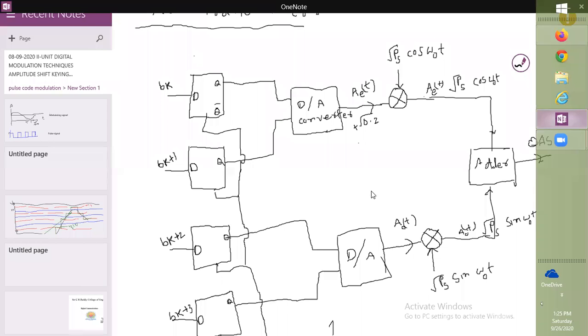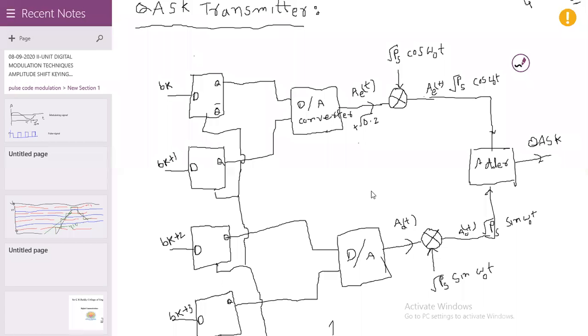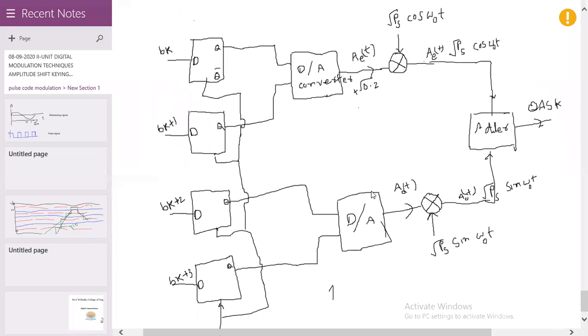So like that we can design 64 QASK. Do you understand the operation of this transmitter block diagram? Please note it down. This is very important.